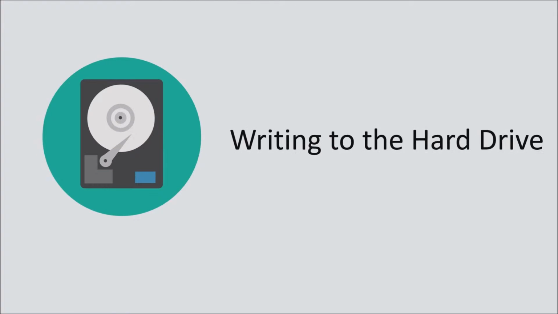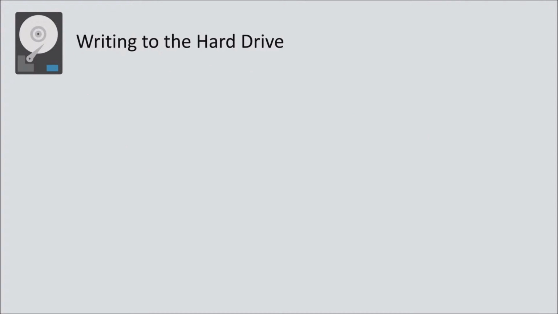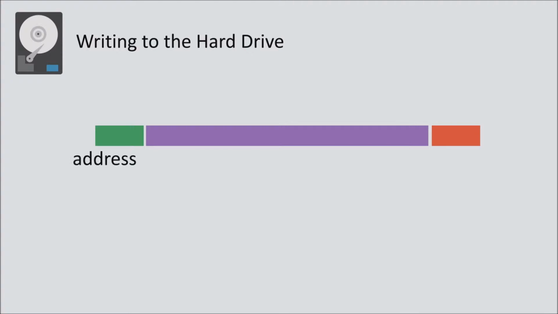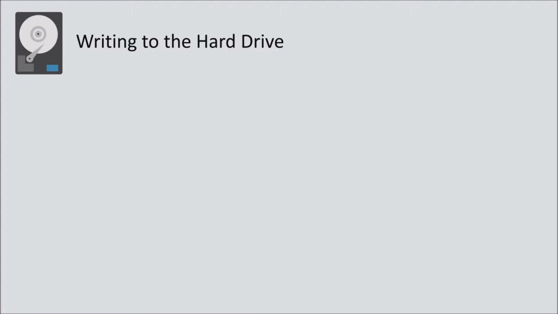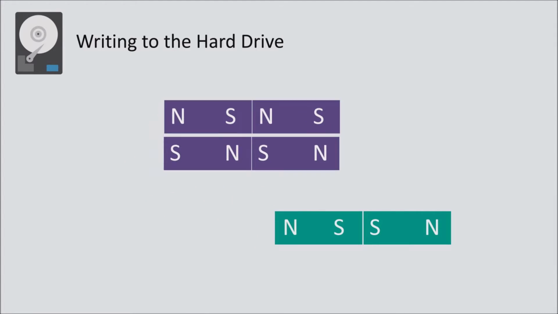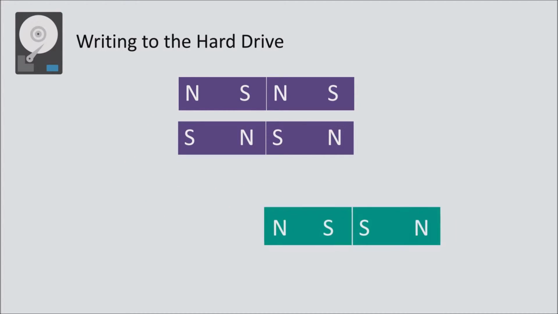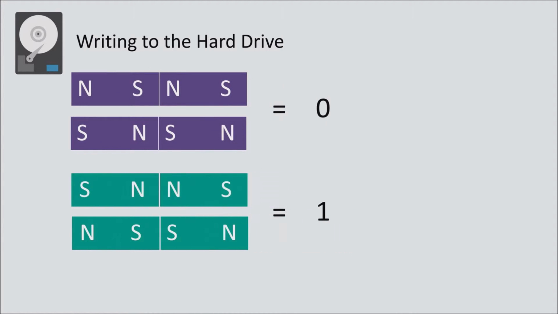Now let's talk about actually writing to the hard drive. This is actually a really cool subject. Data is written using packets like this one. It has an address, then you have the raw data in binary, and finally a gap. And because these are magnetic drives, you have magnets, and you need 2 magnets per bit, and it switches in the next bit, like so. Because of this, you need a different method of approaching zeros and ones. If the magnets are the same, you have a 0, otherwise it's a 1.